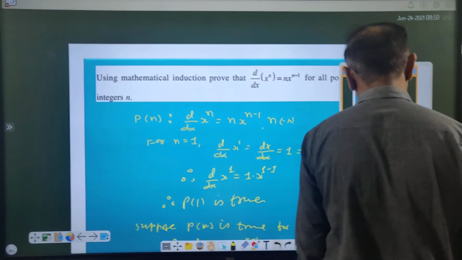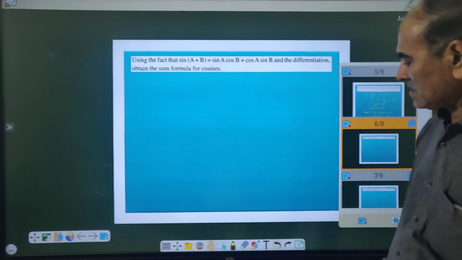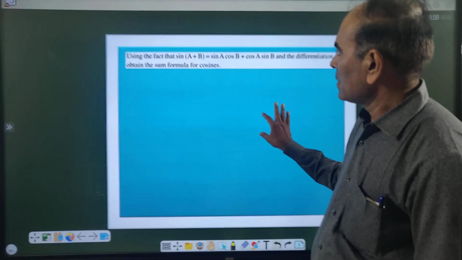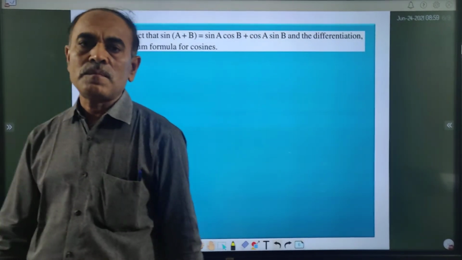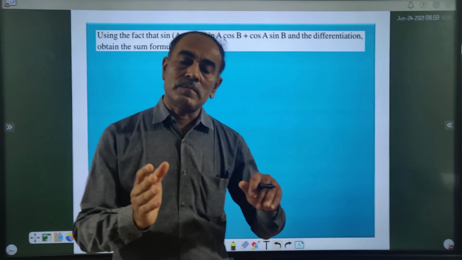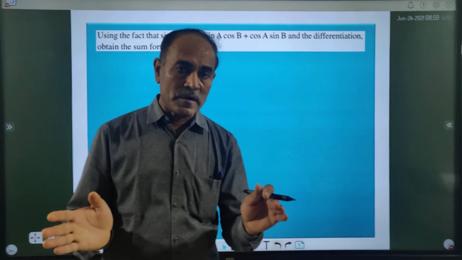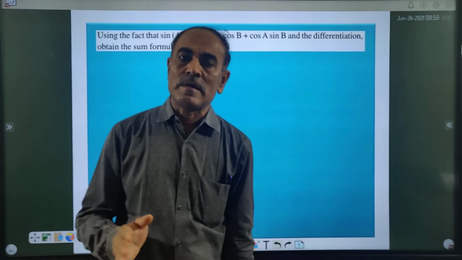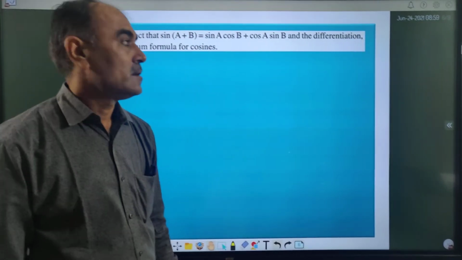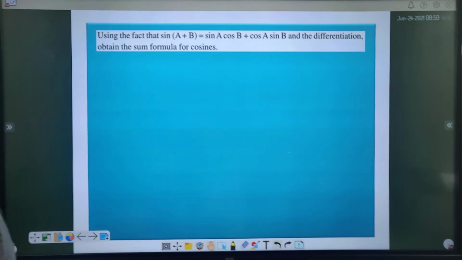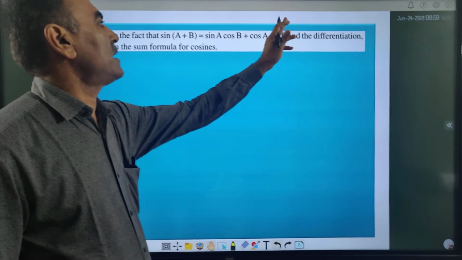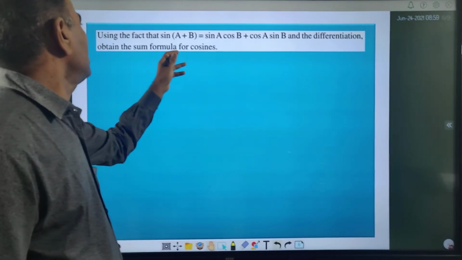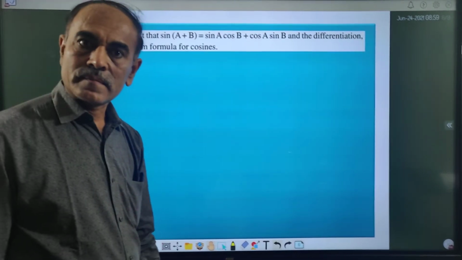Let us see the next one. Using one standard form of a trigonometric function and using derivative, we can obtain the other one. What they are asking: use the fact that sin of a plus b, that means using the formula of sin of a plus b and the differentiation, obtain the sum formula for cosine.